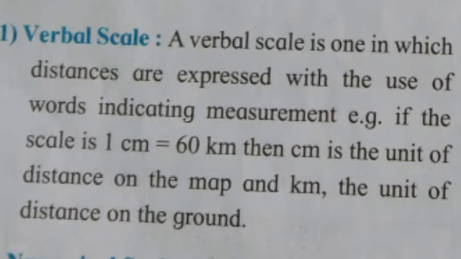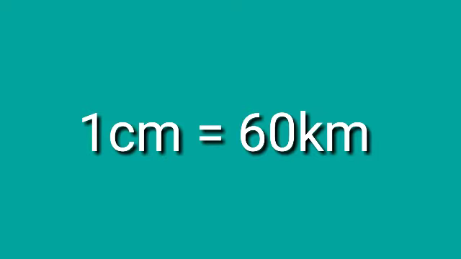First type of map scale is verbal scale. A verbal scale is one in which distances are expressed with the use of words indicating measurement. For example, if the scale is 1 centimeter is equal to 60 kilometers, then centimeter is the unit of distance on the map and kilometer the unit of the distance on the ground. In simple words, in verbal scale, words are used to express the distance or measurement.